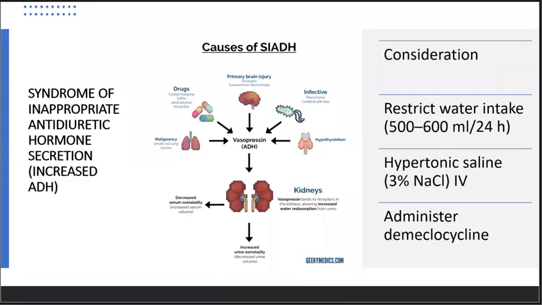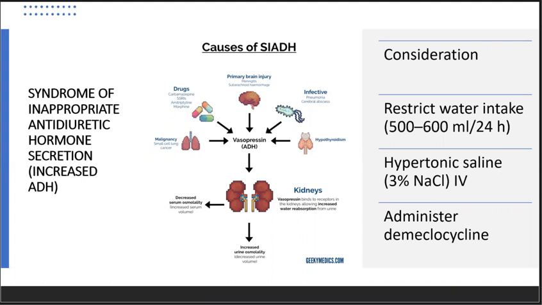Another ADH disorder would be syndrome of inappropriate antidiuretic hormone secretion. This is the opposite of what we had in the last slide. This is actually an issue of increased ADH secretion. So there's inappropriate ADH secretion.